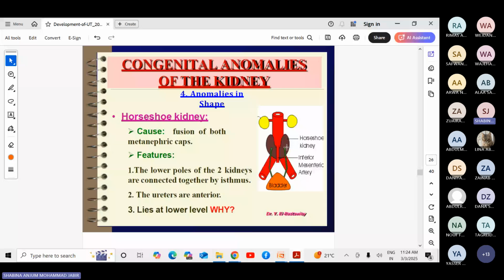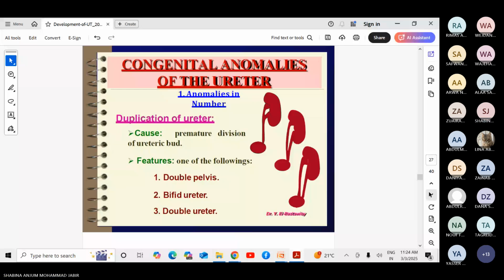Why can it not ascend up? Because of the presence of the inferior mesenteric artery here, which will stop the ascent of this, and the kidney will be present in this region. With this also the patient can survive normally, can live a normal life without any problem. There can be duplication of the ureter, as in our case. So here we can say it can be a double ureter like this, or it can be a bifid ureter, or it can be a double pelvis.